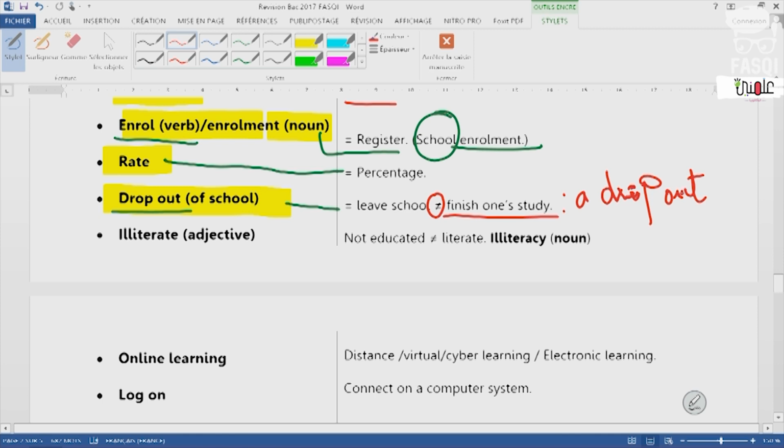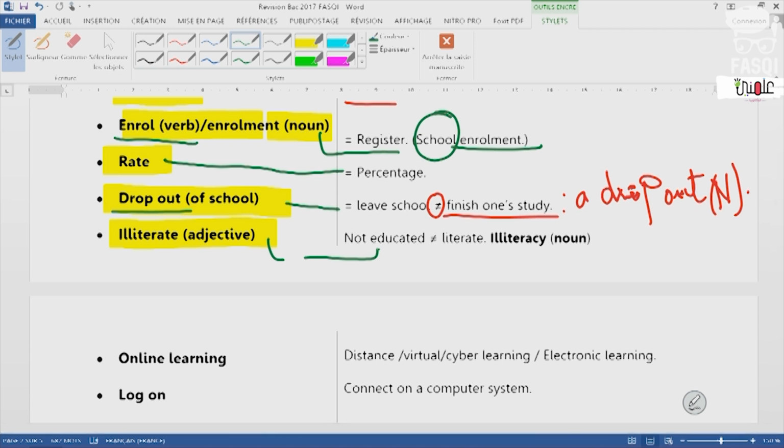All right, we refer to the person, someone. All right, we have this adjective, illiterate. That's the fact of being not educated. The fact of being, if you like, ignorant, right? Literate. And the noun form is, you see, the noun form is literacy, illiteracy.